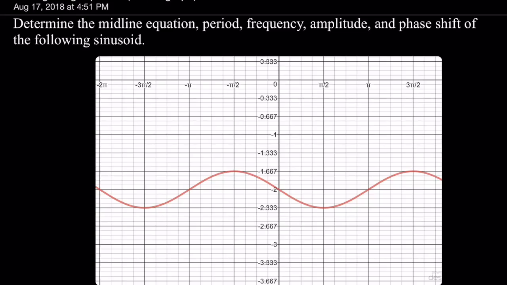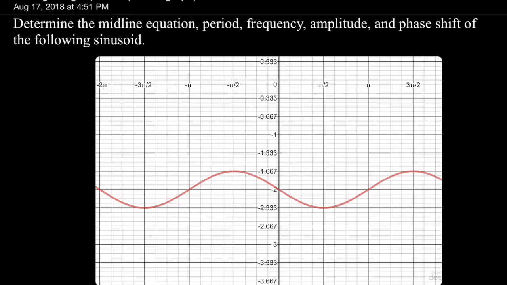Hello. Today we're going to be looking at the first part of finding an equation for a sinusoid given its graph. In particular, we are going to be looking for the midline equation, the period, the frequency, the amplitude, and the phase shift of a sinusoidal graph.